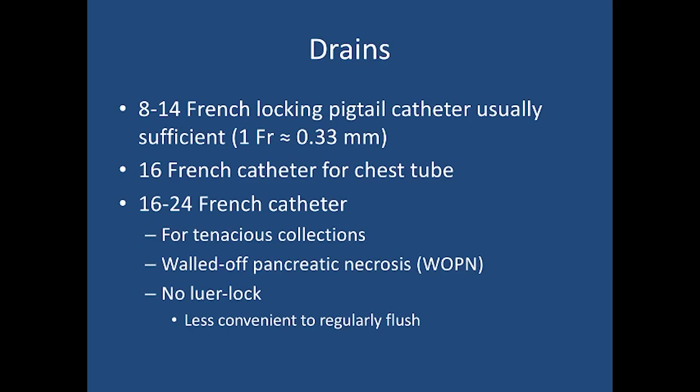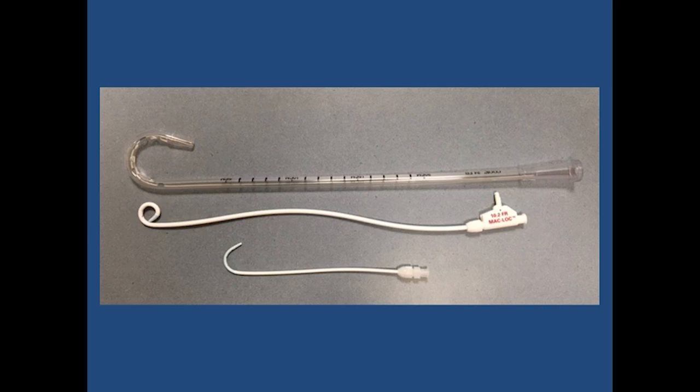Slightly larger drains may be placed for chest tubes, and for particularly tenacious collections such as colonic leaks or necrotizing pancreatitis, or what we call walled-off pancreatic necrosis, even larger catheters up to 24 French may be placed. Keeping in mind that larger catheters often don't have a Luer lock connection, in which case regular flushing of the catheter is a little less convenient.